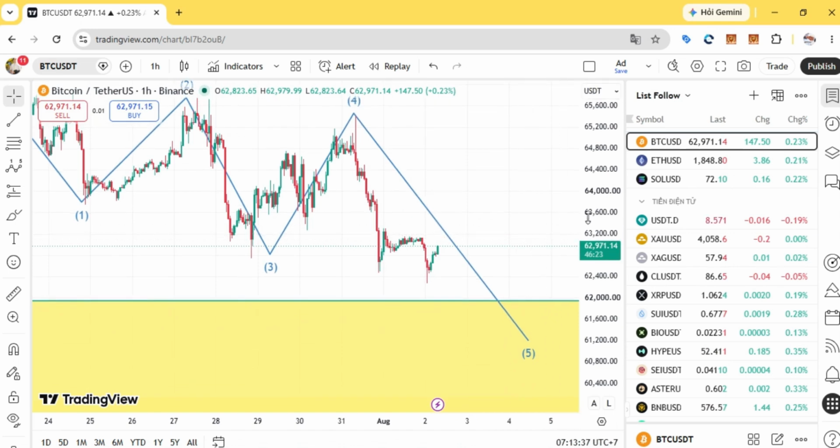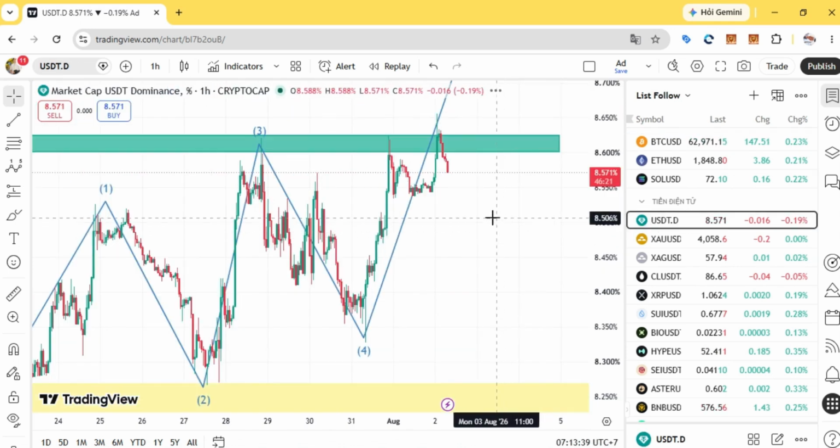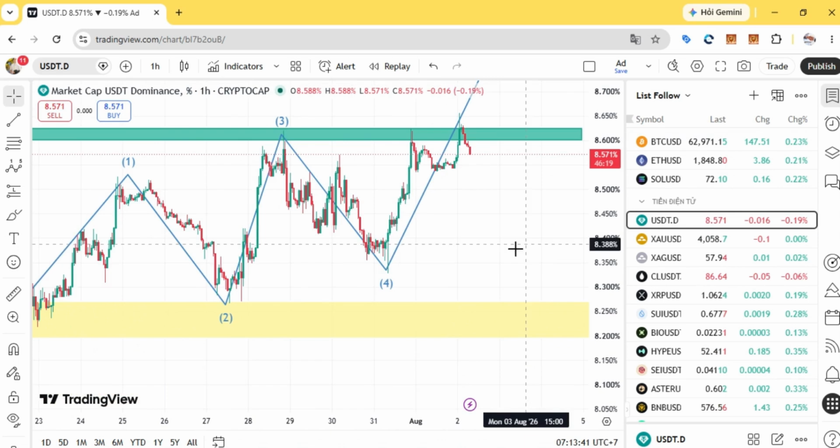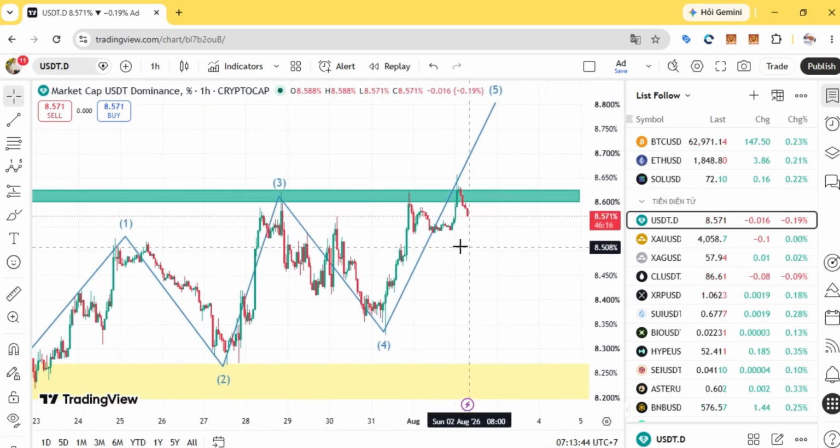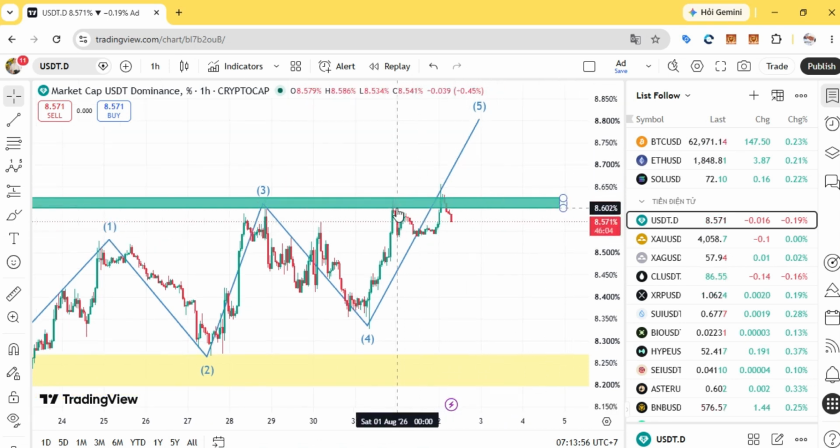That's for BTC. And as we can see on the H1 time frame, the structure of USDTD still hasn't changed. It's still making higher highs and higher lows. And of course, during its upward movement, it will create waves on smaller time frames like H1 or M30 moving up and down. Yesterday in this area, I expected it to reach 8.5%, but it didn't quite get to 8.5%.